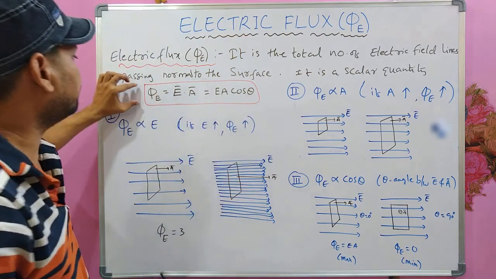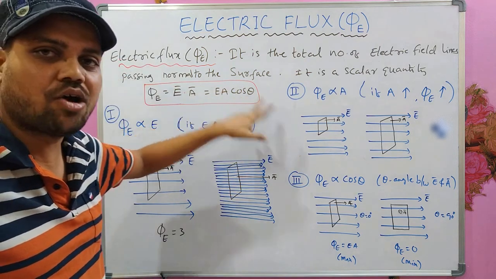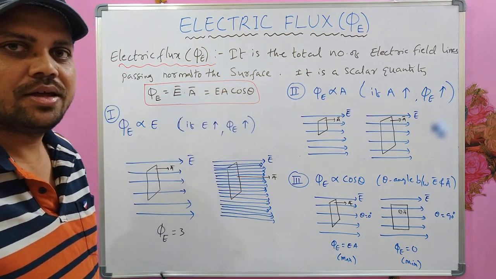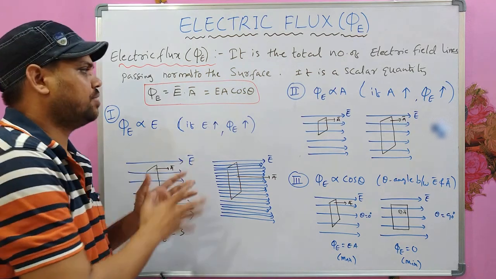Now if you observe this formula, electric flux is equal to E A cos theta. The most important points about electric flux we can write from this formula.